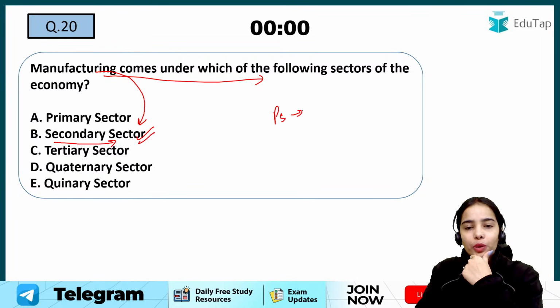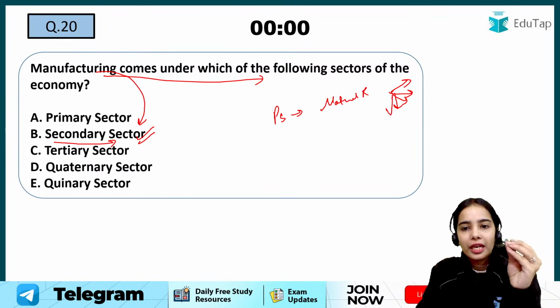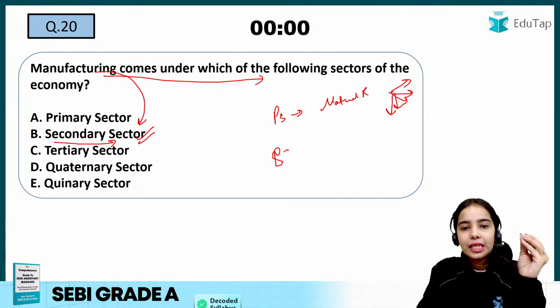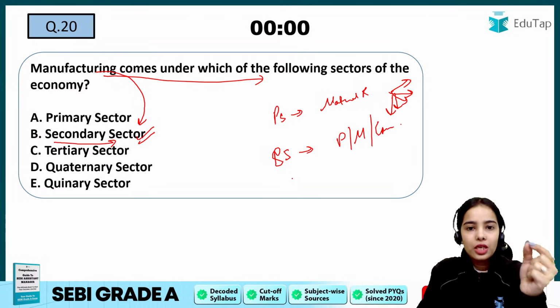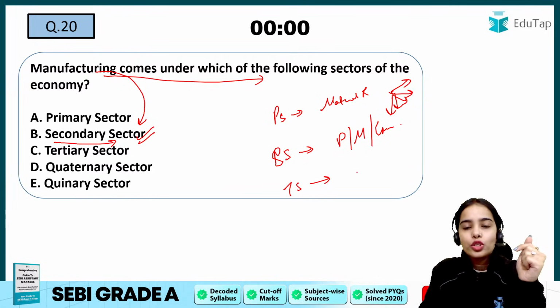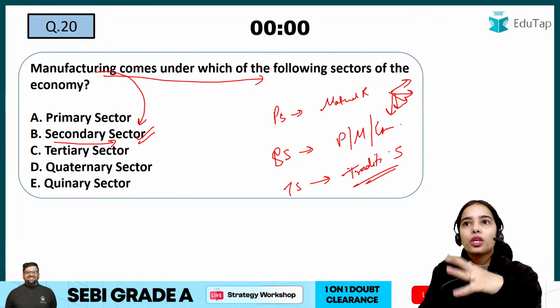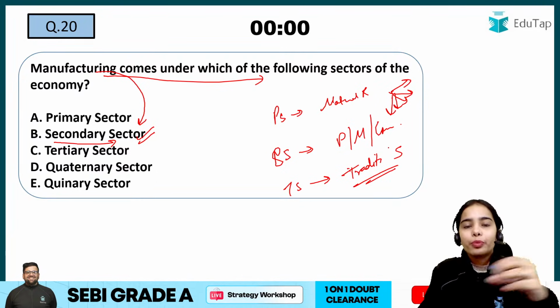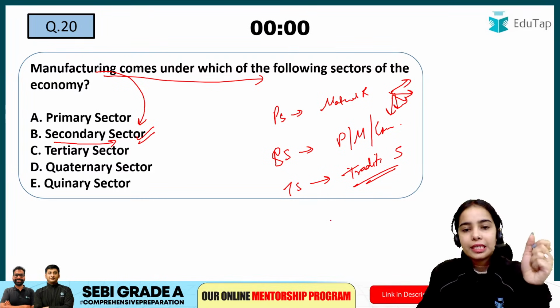Primary sector includes all the activities that are related to natural resources like your agriculture, mining, quarrying, fishing, livestock. Secondary sector includes all the processing, manufacturing, construction. Then the tertiary sector includes all the traditional services that are being provided, like your trade, hotel, transportation, communication, education, recreational activity, health facilities and such.